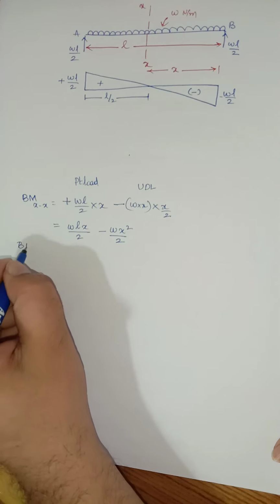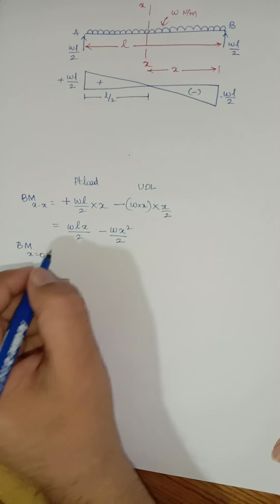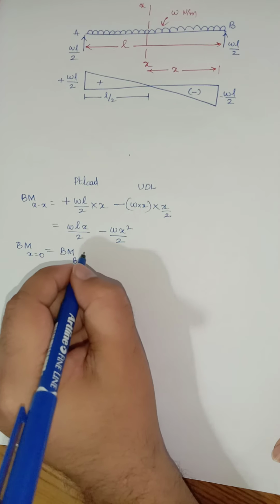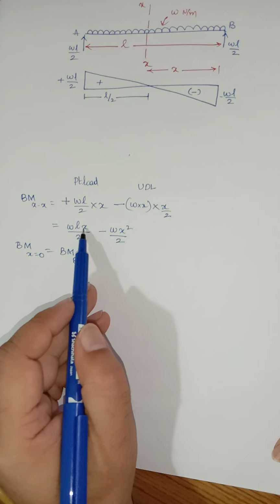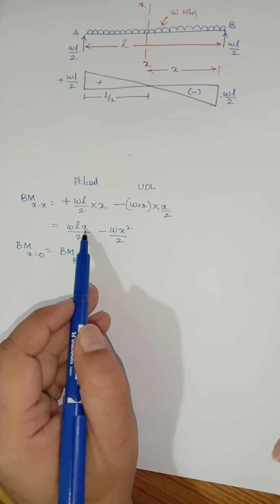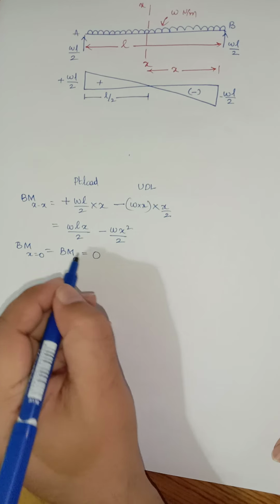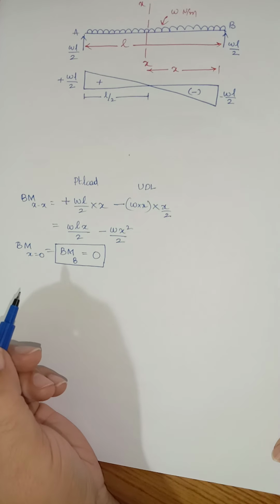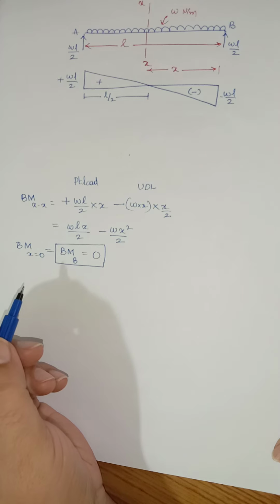Now my intention is to calculate bending moment at a distance of x is equal to 0. That means bending moment at point capital B. So I will just substitute x is equal to 0. When I substitute x is equal to 0 in this equation, W into L multiplied by 0 is 0, minus W into 0 square divided by 2 is 0. So bending moment at point B will be equal to 0. And there is one simple thing you have to remember here: for any simply supported beam, bending moment at the support will be equal to 0.